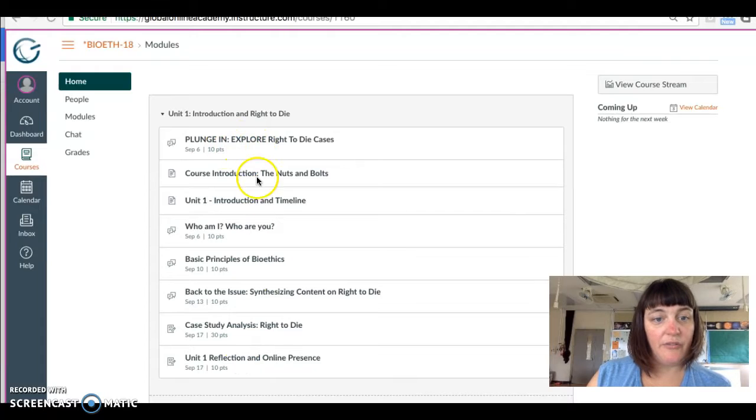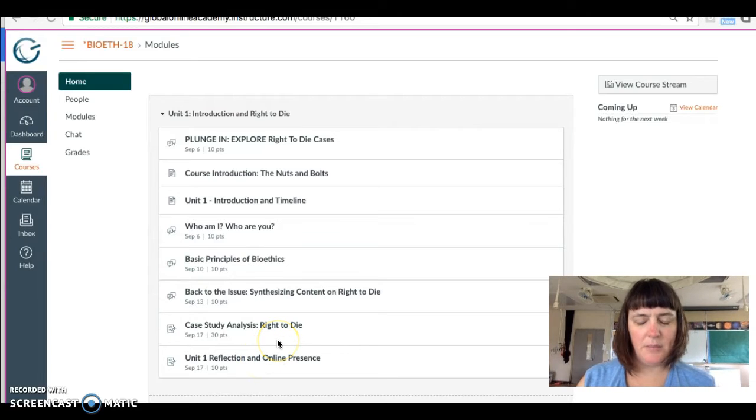Every formative assignment is worth 10 points, as well as the unit reflection. And the summative assessments are worth some variation somewhere between 20 and 40 points depending on the assignment and the unit. And those will be here, so you can kind of see that.